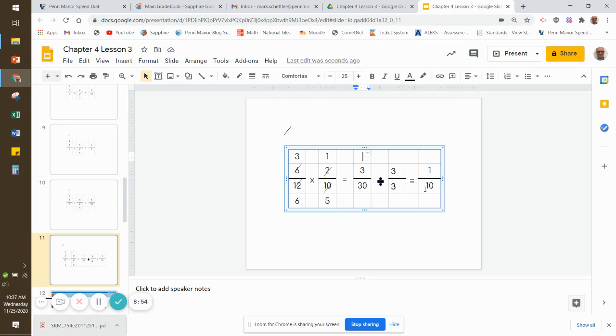Ladies and gentlemen, that is multiplying fractions, and we went through a couple examples. Even the last one we did, probably the hardest one we showed you.